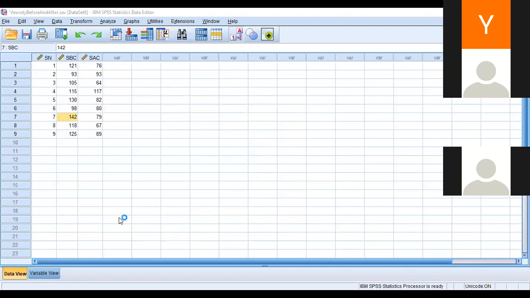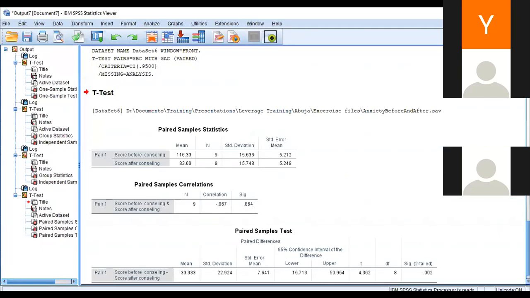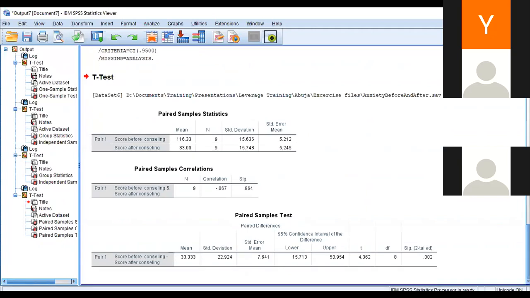I don't know if you can see. Let me share the output. Can you see the output now? Can somebody see the output? Yes, sir.